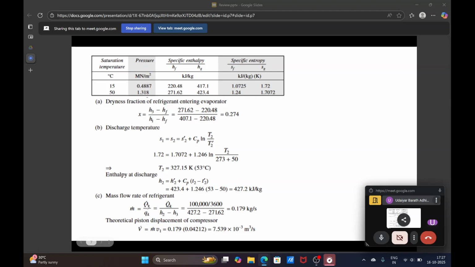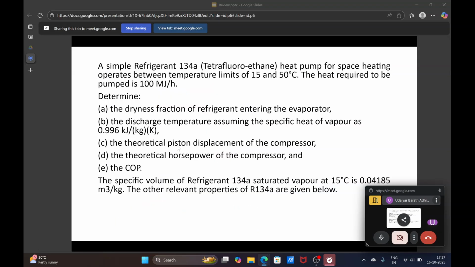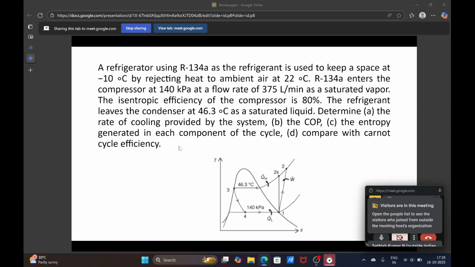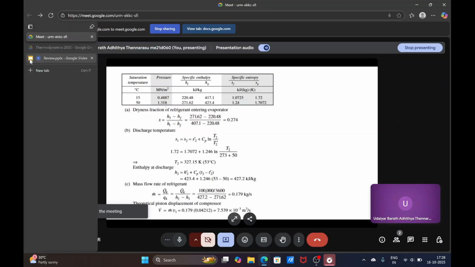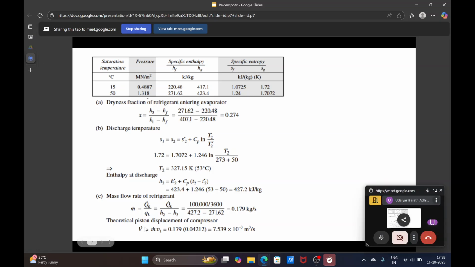Then we know the mass flow rate. We need to find out the theoretical piston displacement of the compressor. So the piston displacement of the compressor: volume is m dot into specific volume. So mass is 0.179 kg per second multiplied by specific volume, which is 0.04212. That gives you 7.539 into 10 power minus 3 meter cube per second. So that is your theoretical piston displacement.